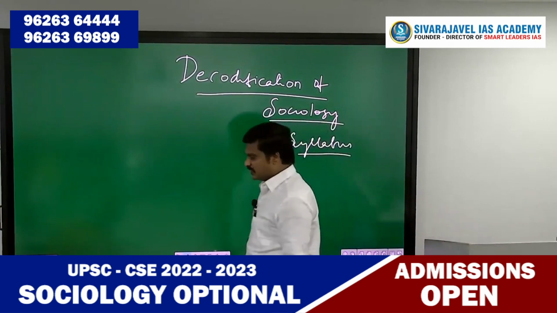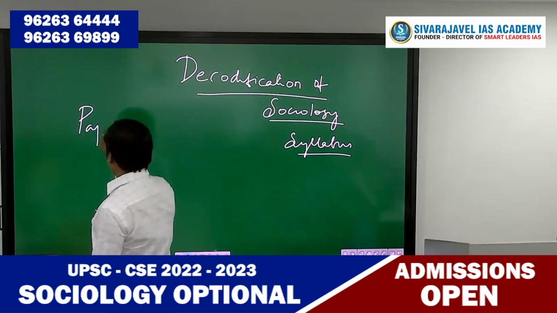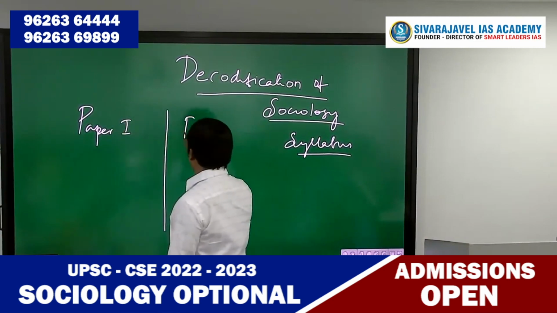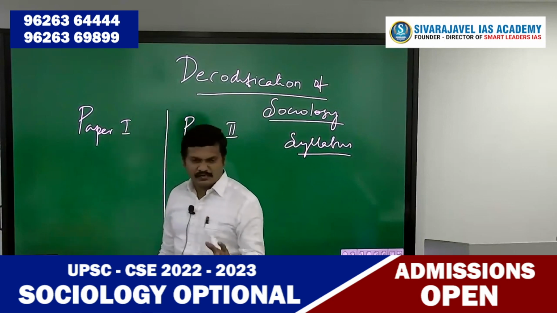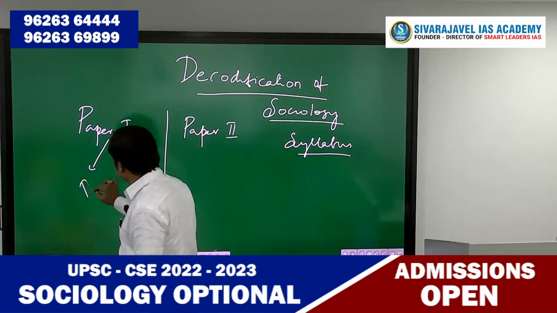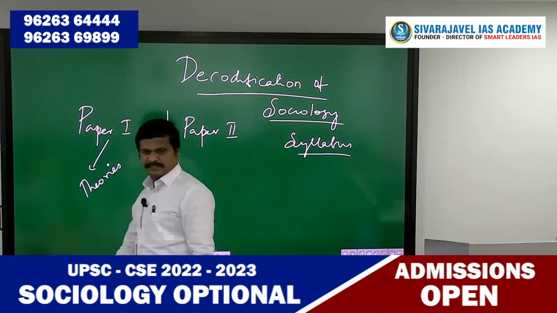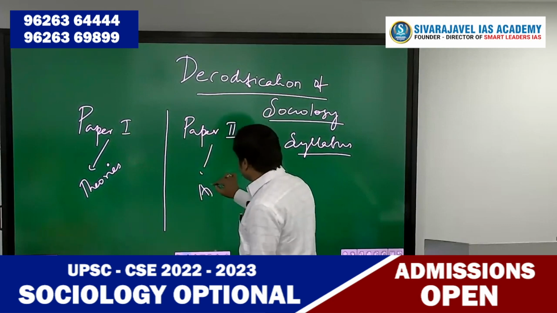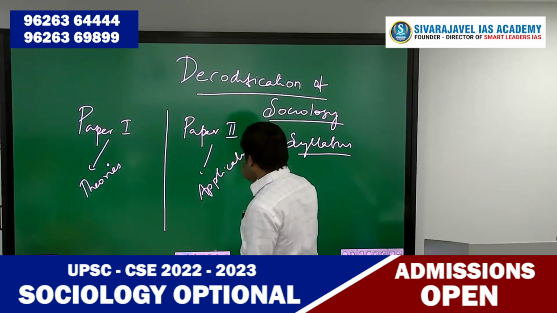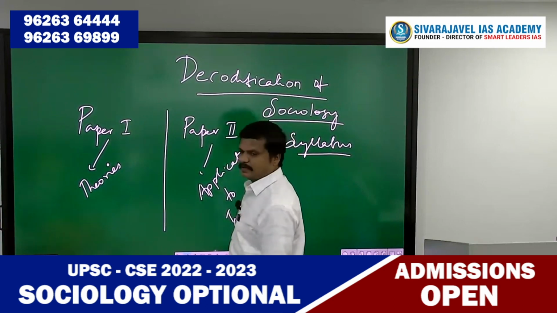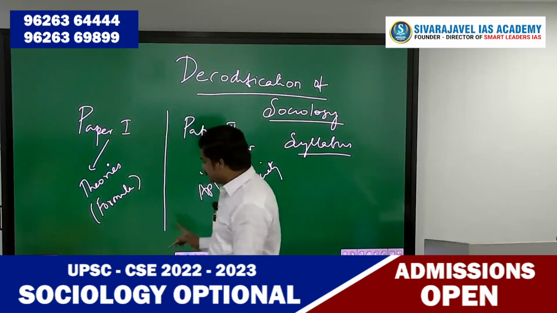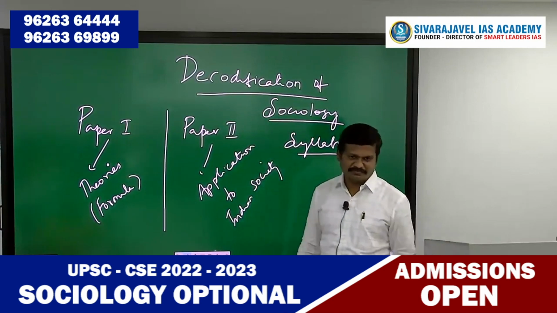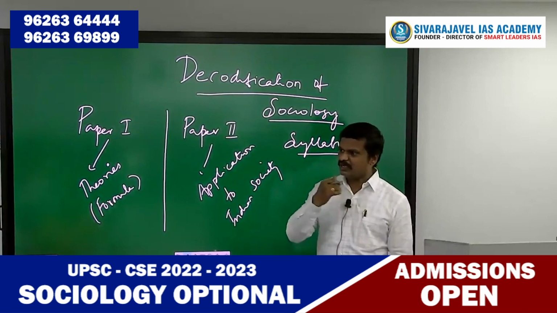Sociology, like any other optional, has two papers, paper 1 and paper 2. In every optional, including sociology, paper 1 is theories, and paper 2 is application of the theory to the Indian society. So this is like formulas. A plus B the whole square formula, and this is nothing but using the formula and solving the problem.